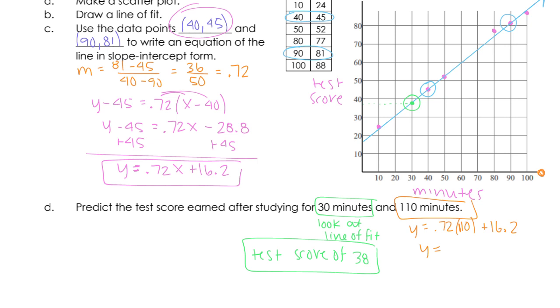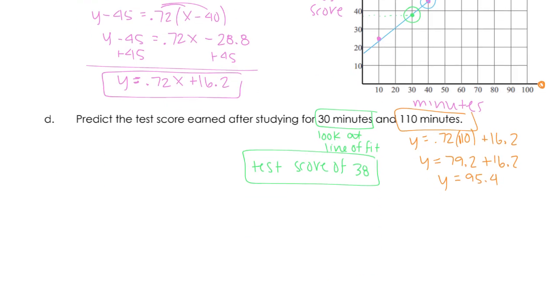That would give us 79.2, and then plus 16.2 would give us an answer of y equals 95.4, and then we need to also label our answer. So I'm going to scroll down here just a little bit. So we would say a test score of 95.4.